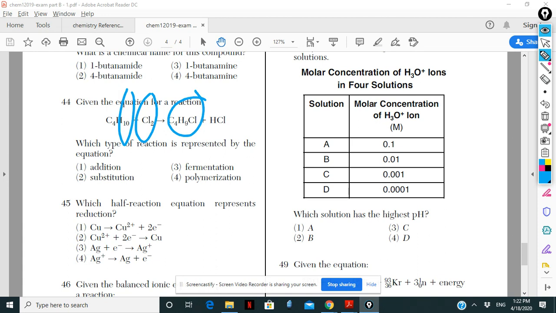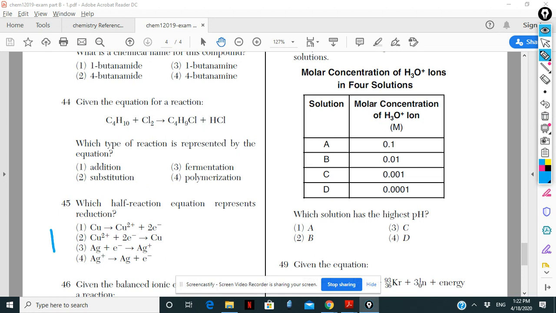The chlorine replaced the hydrogen, and replace in English means substitution. So it's going to be a substitution reaction for 44. The answer is 2. Fermentation is sugar giving alcohol and carbon dioxide; polymerization is an extension; addition means I added, so instead of having 2, I have only 1. So the only reasonable one is substitution.